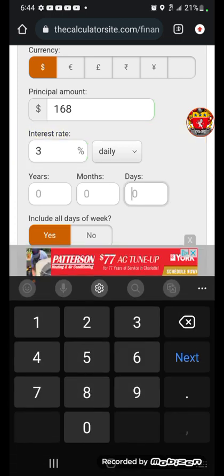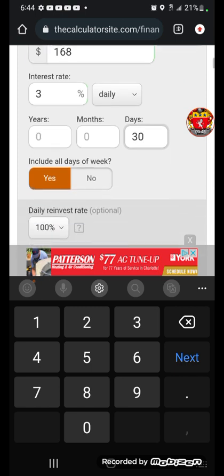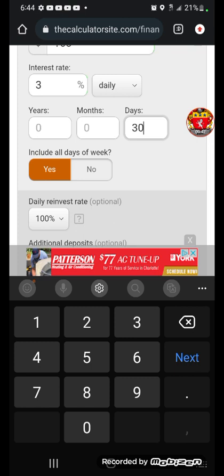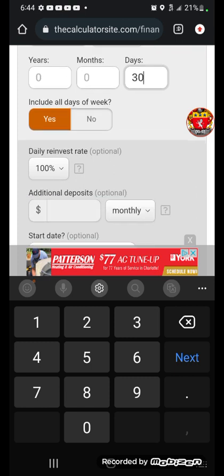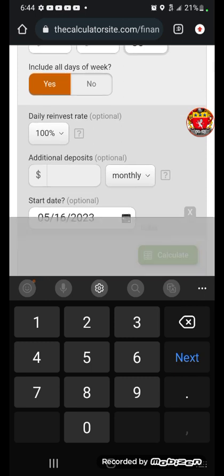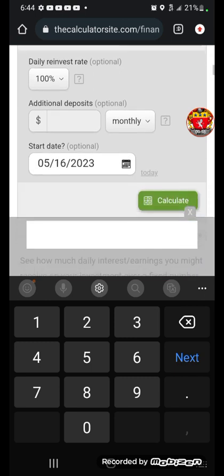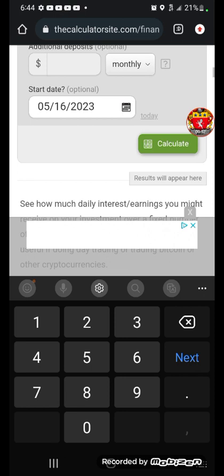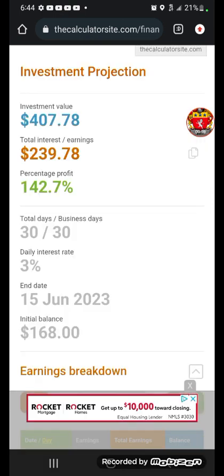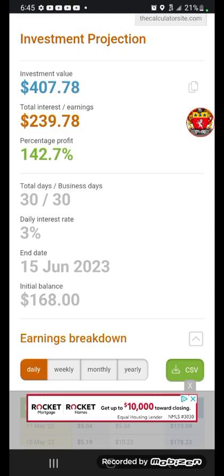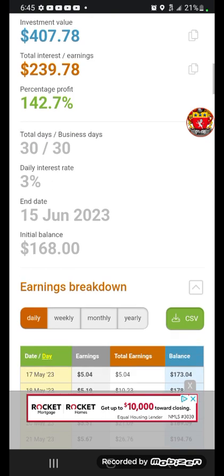And let's just say after 30 days, what will $168 be, yes, all days of the week, because we trade 7 days of the week. So after 30 days with a 3% daily compound interest, let's see what that comes to. That's 142% profit after 30 days.